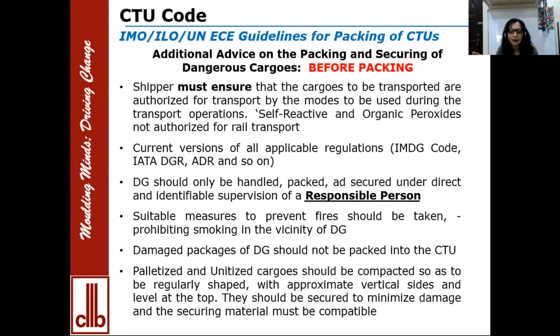And then these are like simple housekeeping stuff. Suitable measures to prevent fire should be taken, like not allowing people to smoke in the vicinity where dangerous goods are. That damaged dangerous goods should not be packed into the CTU. And when palletized or unitized cargoes are used, they should be compacted and they should be regularly shaped. And they say that with appropriate vertical sides and level at the top, and they should be secured to minimize damage, and securing material must be compatible.